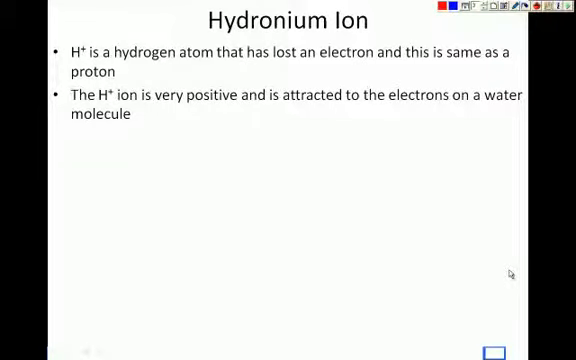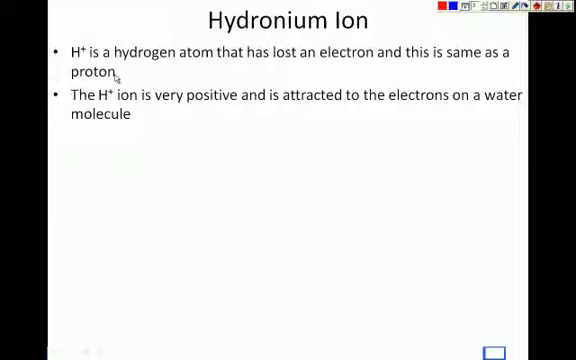Hey, and we're back again, and we're going to be talking about hydronium ions. So what is a hydronium ion, and how does it relate to acid-base chemistry? So a hydronium ion is, well, it's a positive hydrogen ion, or in other words, H plus.